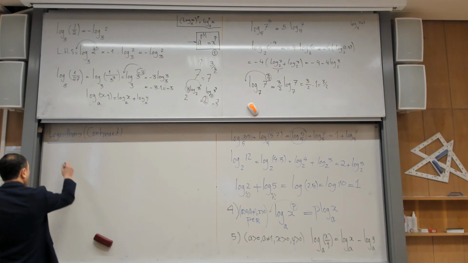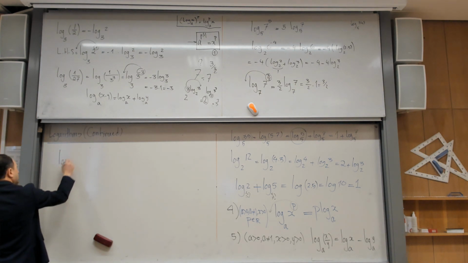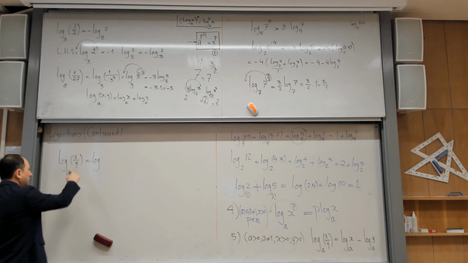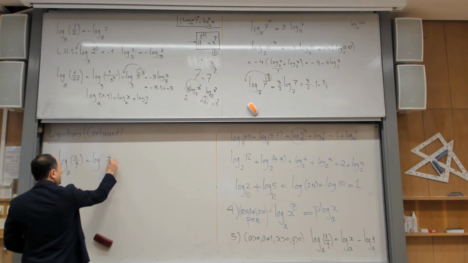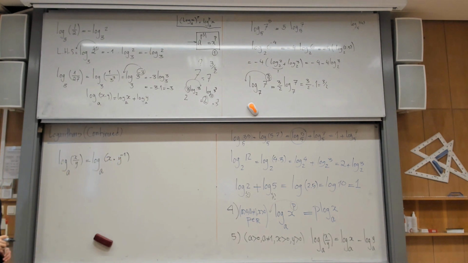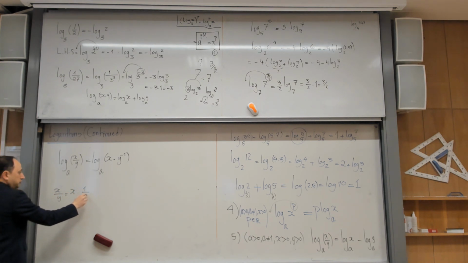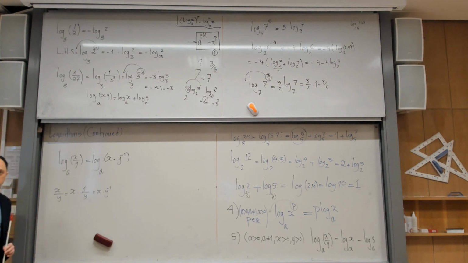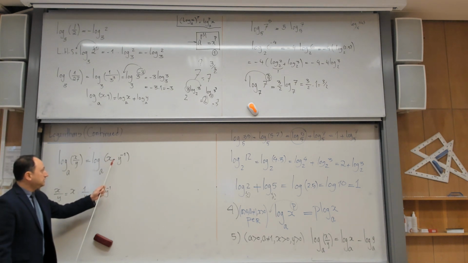So log of x over y in base A can be viewed as a product. Yes, I can see it as x times y to the power of -1. Is that right? Because x over y means x times 1 over y, and 1 over y is nothing except y to the power of -1. So that is correct. But now what you see is a product, and you already know the rule for the product.